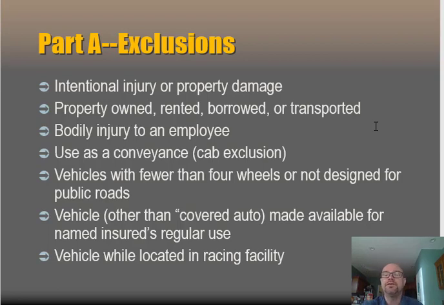Okay, vehicles with fewer than 4 wheels. Think about that one. We're probably talking about what? Yeah, motorcycle. So motorcycle is not covered in your auto policy. We've got motorcycle policies. It's a fairly simple thing to do. And the interesting thing about motorcycles, you think about it, the problem isn't liability, right?